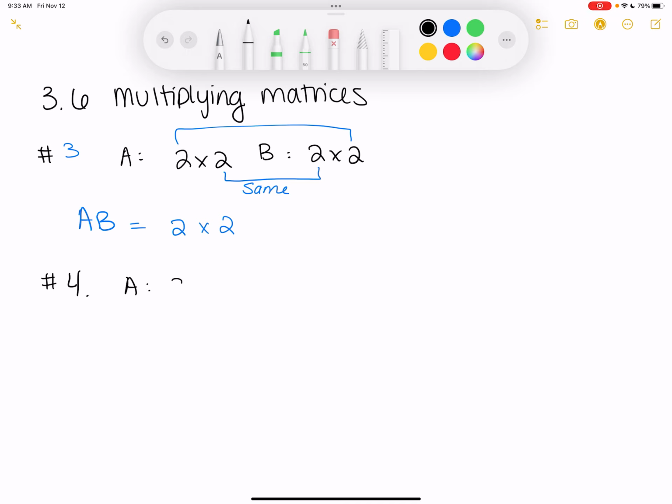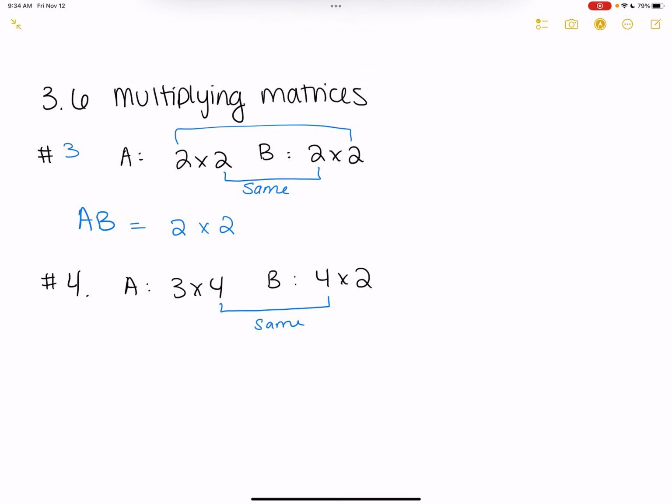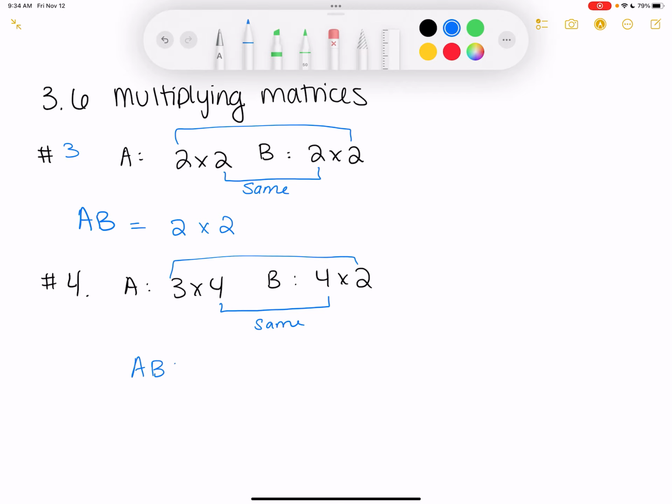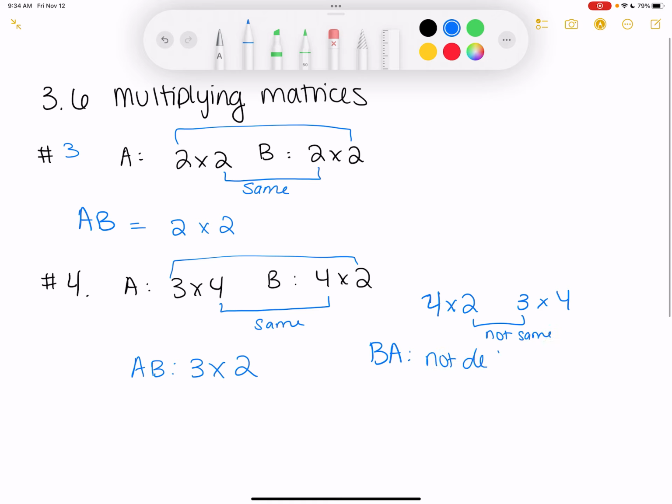A is a 3 by 4 and B is a 4 by 2. So A times B, okay, 4s match up, they're the same. So that means that our result is a 3 by 2. Okay, but suppose I asked you for B times A. That would mean I would have 4 by 2 and 3 by 4. These two are not the same. So this one would be not defined. Does that make sense? How that works?